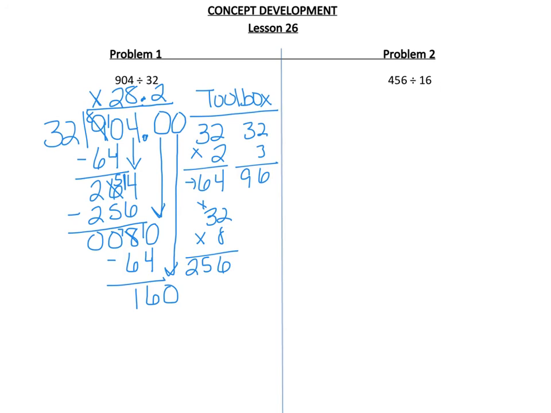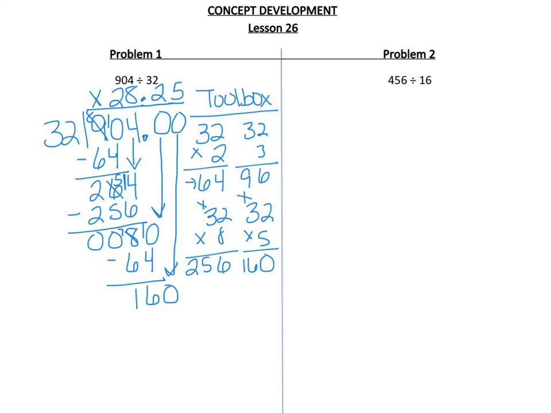Okay, let's count by 30s. 30, 60, 90, 120, 150. So that's 5. So let's try 32 times 5. Put it in my toolbox. 5 times 2 is 10. Write the 0, carry the 10. 5 times 3 is 15, plus 1 is 16. 160. So above that 0 I just added, I put a 5.